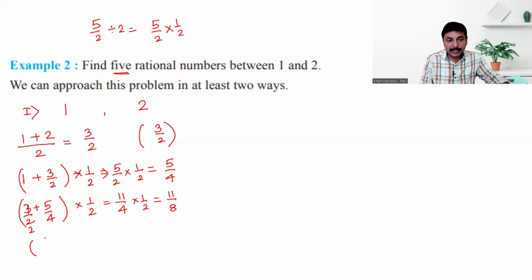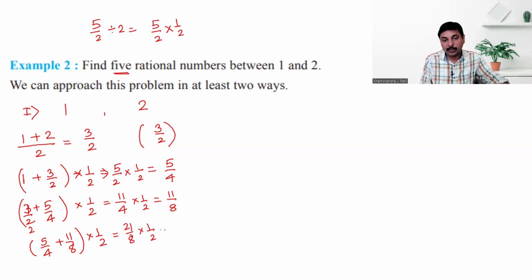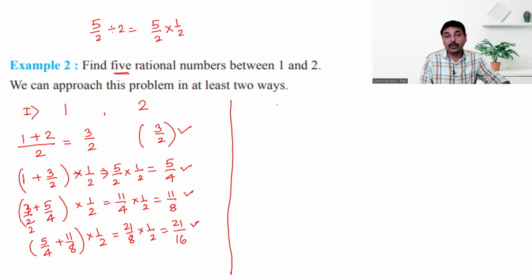Now what you can take next? 5 by 4 plus 11 by 8 and divided by 2, that means 1 by 2. In this fashion, this is 21 by 8, 21 by 8 multiplied by 1 by 2, this is equal to 21 by 16. So this is first you got, this is second, third, fourth, and again you can take more.